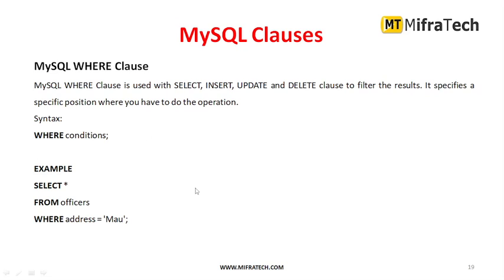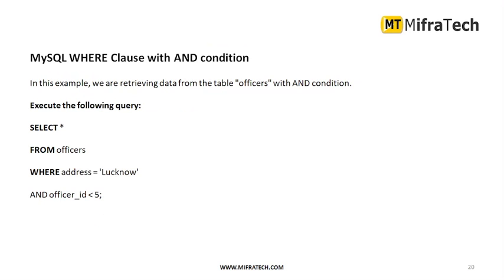Example: SELECT staff FROM officers WHERE address is MOV. It displays if the MOV is there, it will display one record selected. You can execute this query and check it out. MySQL WHERE clause with AND condition.